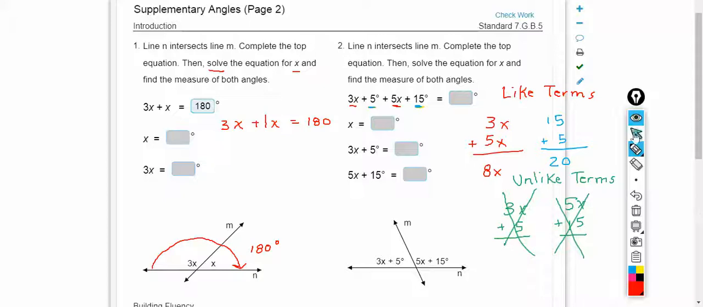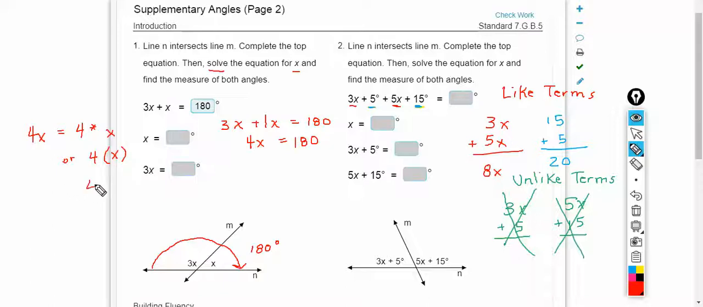Okay, so if we go back to the previous question, we can combine these because we have a 3x and a 4 and a 1x, which gives us 4x equals 180. Okay, now we know that 4x is the same thing as saying 4 times x. I mean, you could write it a couple of different ways.